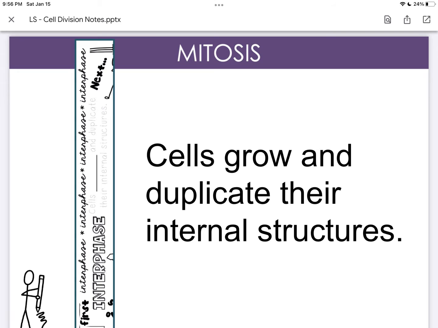So what is mitosis, or the cell cycle? Cells grow and duplicate their internal structures, and that is what we're going to be talking about today. So you fill in the blank and you're writing the word grow, and that's all you need to write, so make sure you write that in there.